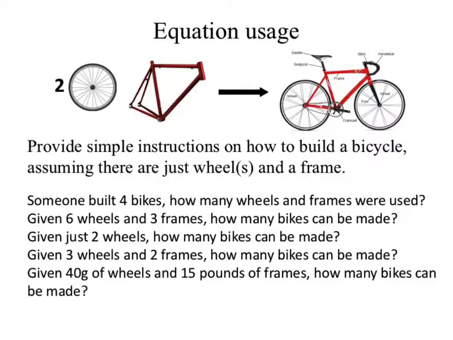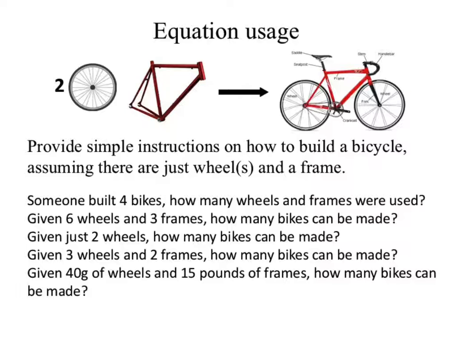Okay, and I believe last one, 40 grams of wheels and 15 pounds of frames. How many bikes can be made? We don't know because we need to know the weight to numerical value of each of those. We have to do that extra conversion factor.